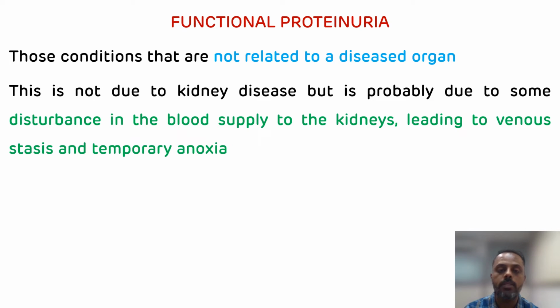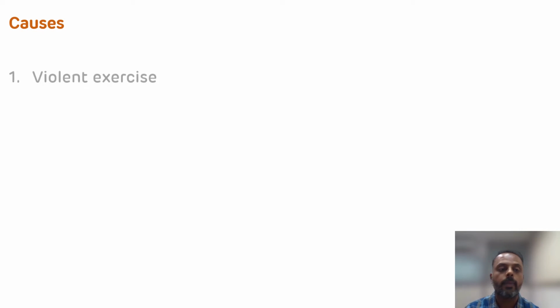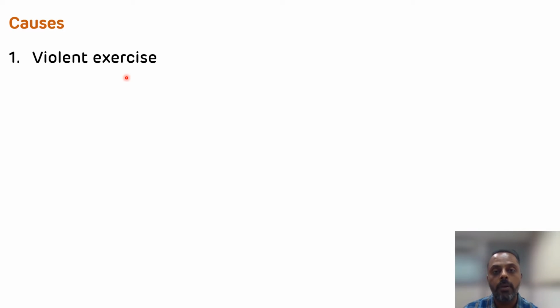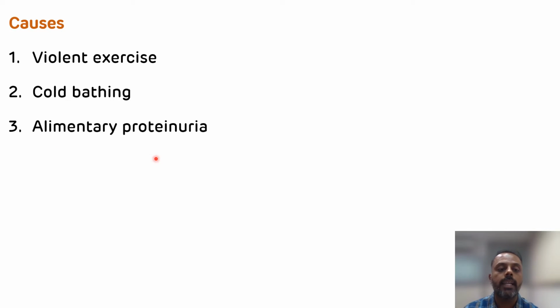Now we will see causes of functional proteinuria. The first cause is violent exercise. Violent exercise done by military and army personnel and athletes results in damage to the renal epithelium and the excretion of protein. Second cause is cold bathing. Cold bathing results in vasoconstriction, which results in temporary renal anoxia. Third cause is alimentary proteinuria, which occurs after heavy protein ingestion.